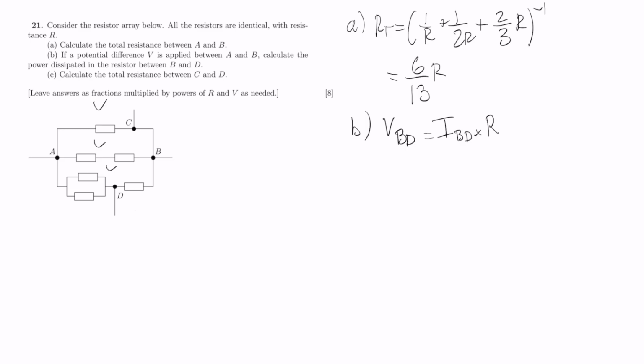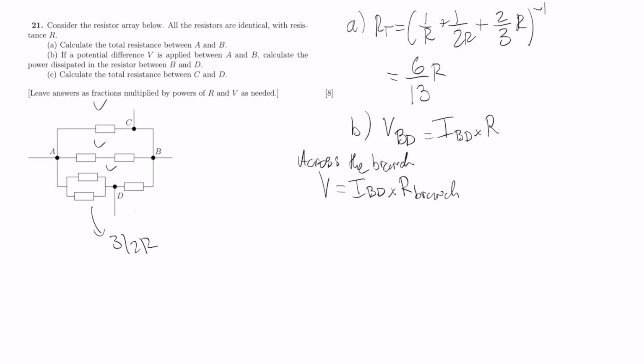Well, we know that the potential difference across the entire branch will be given by the current multiplied by the total resistance of the branch. But we've already figured out that the resistance of the branch is 3 over 2R. Right, 3 over 2R.